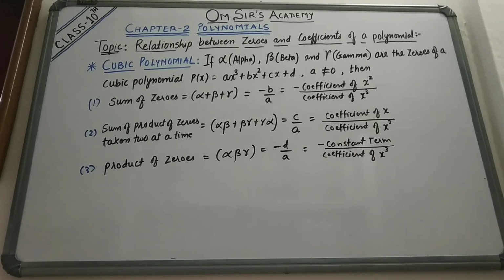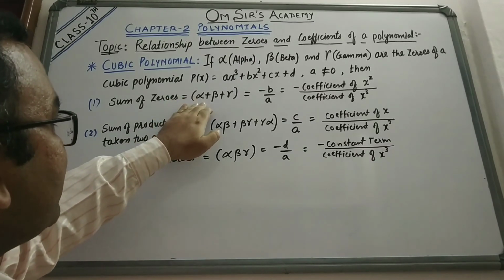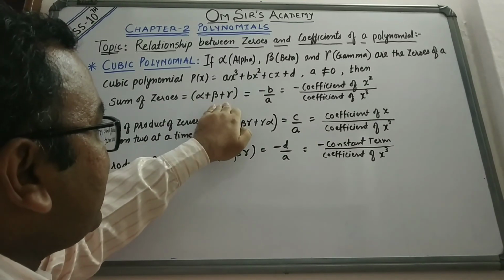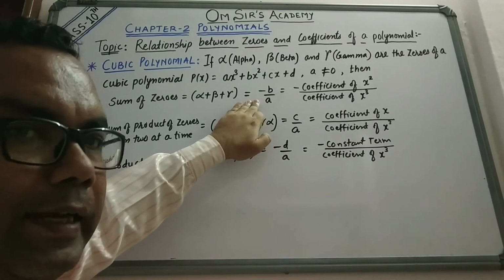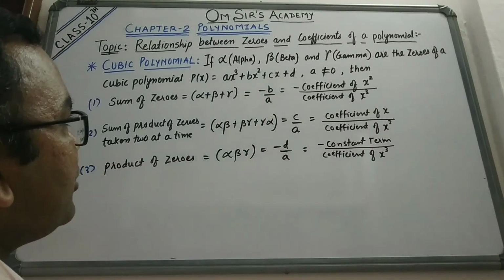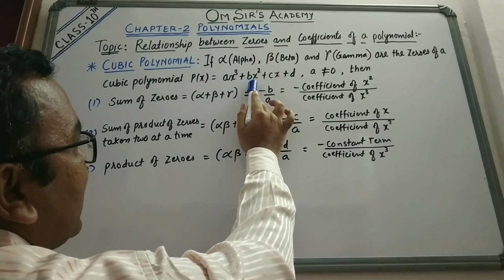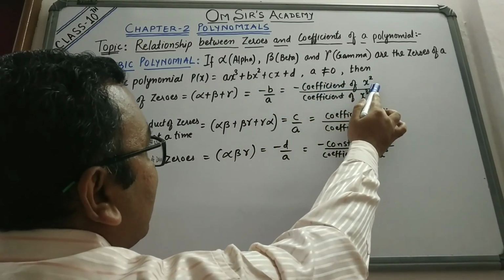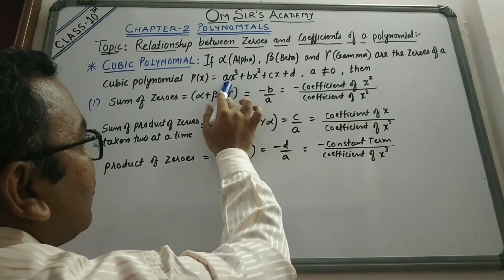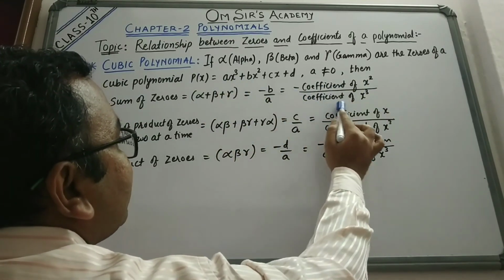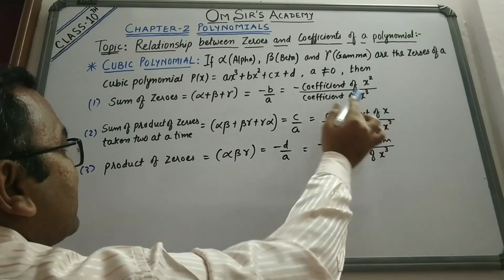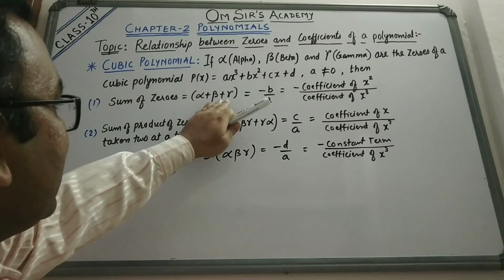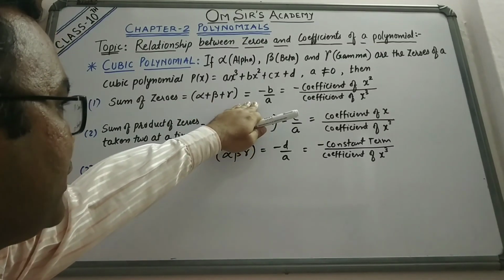First, if we add these 3 zeros, that is alpha plus beta plus gamma, that will be equal to minus b upon a. Here b was the coefficient of x square. So we can say that it is equal to minus coefficient of x square, and a was the coefficient of x cube, so upon coefficient of x cube. Is it clear, friends? So alpha plus beta plus gamma should be equal to minus b upon a.